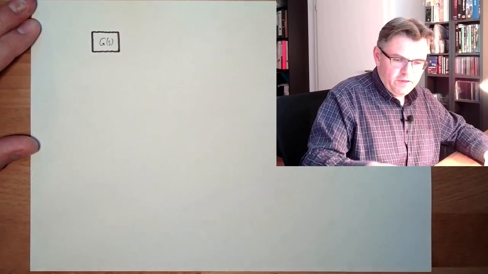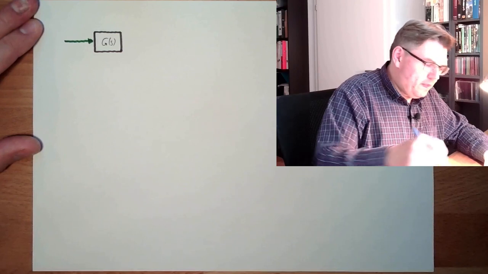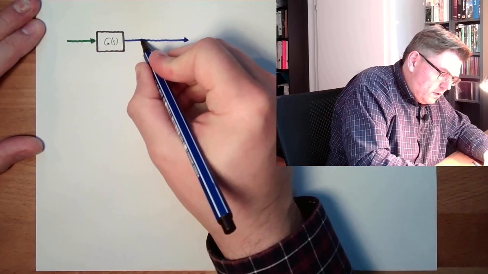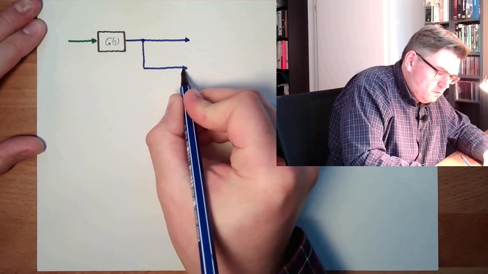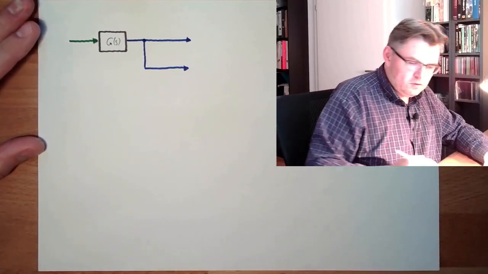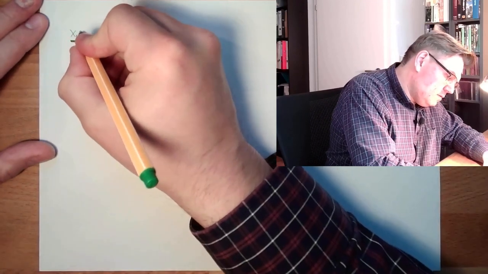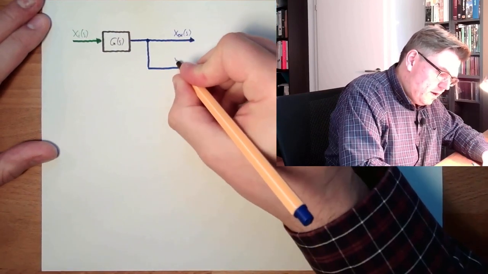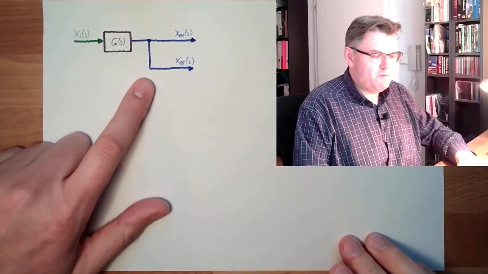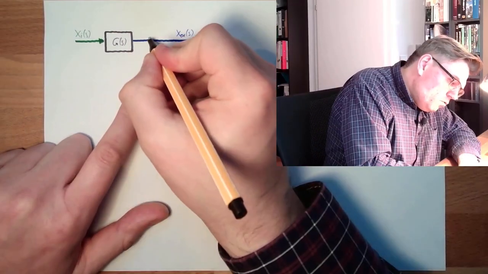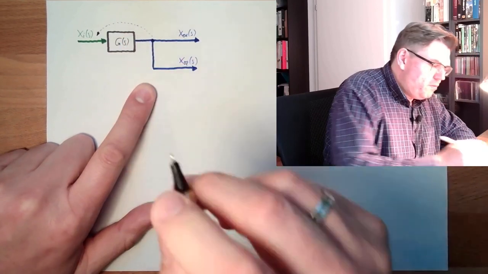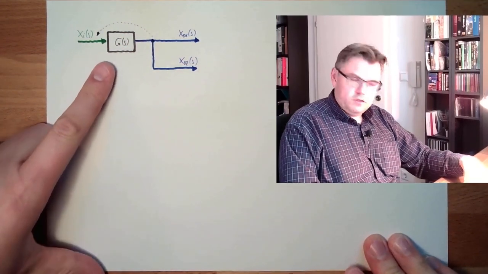G from S, there is the input, and there's the output. There's a branch. So here we have our XI from S. Here we have XO from S, XO1 from S, I call it, and here we have XO2 from S, even if it's the same. Yeah? And we want, what do we want to do? We want to move this branching point before the transfer function. Okay?